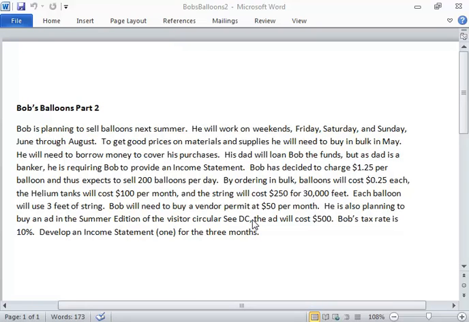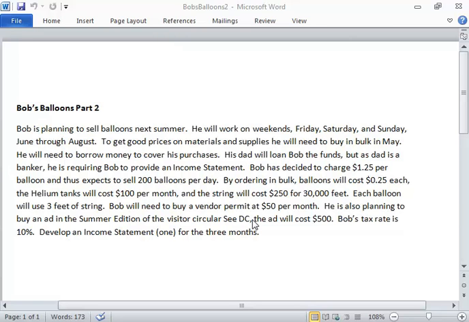Bob's Balloons Part 2. Bob is planning to sell balloons next summer. He will work on weekends, Friday, Saturday, and Sunday, June through August. To get good prices on materials and supplies, he will need to buy in bulk in May. He will need to borrow money to cover his purchases.